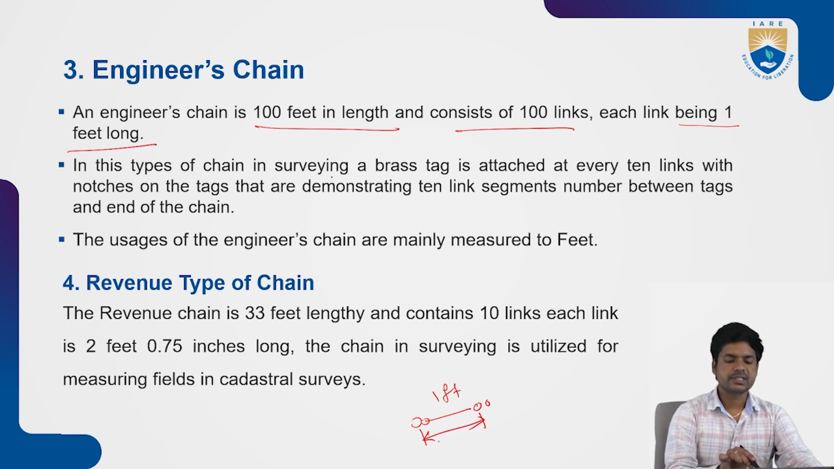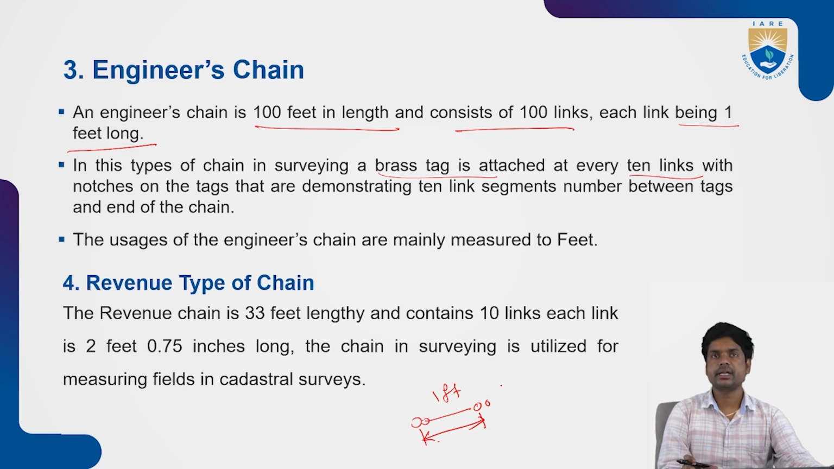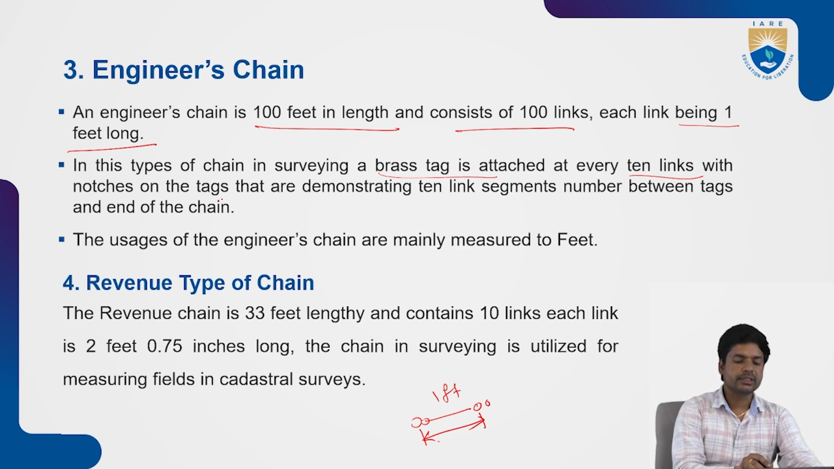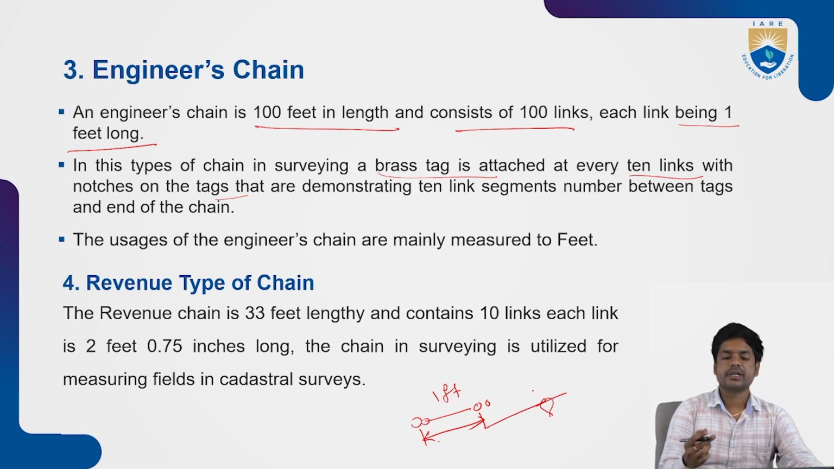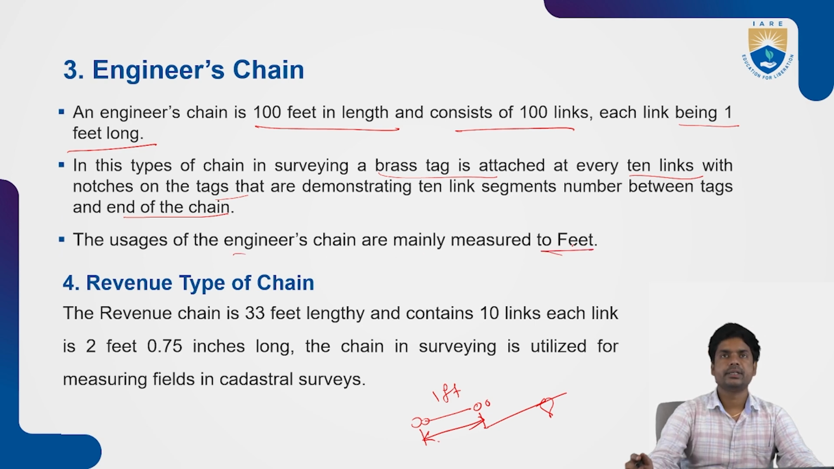In this type of chain, a brass tag is attached at every 10 links. After every 10 links we have a brass tag, which represents some length with notches on the tags. We have notches on the tags for every 10 links, which represent the uniform dimensions of the chain, demonstrating the 10 link segments between tags and the end of the chain. The usage of the engineer's chain is mainly to measure distances in feet.